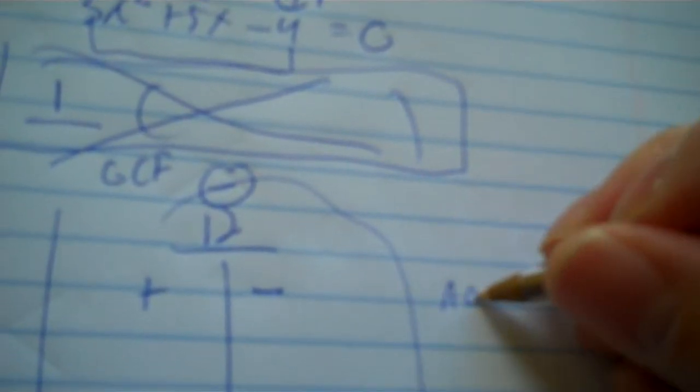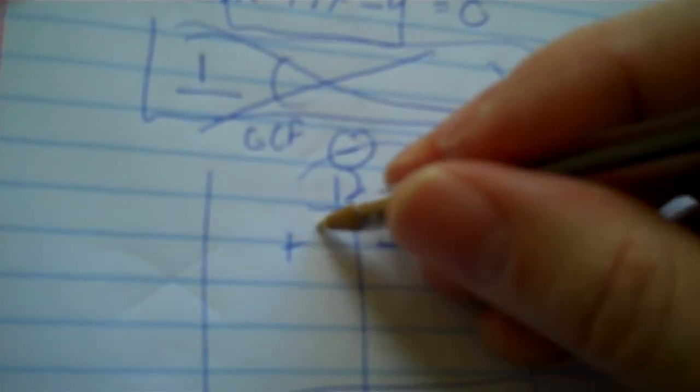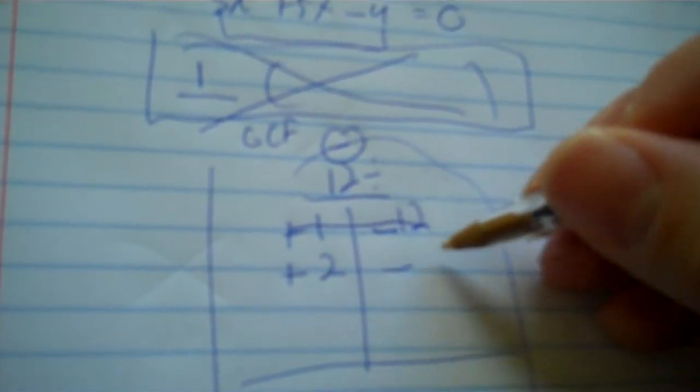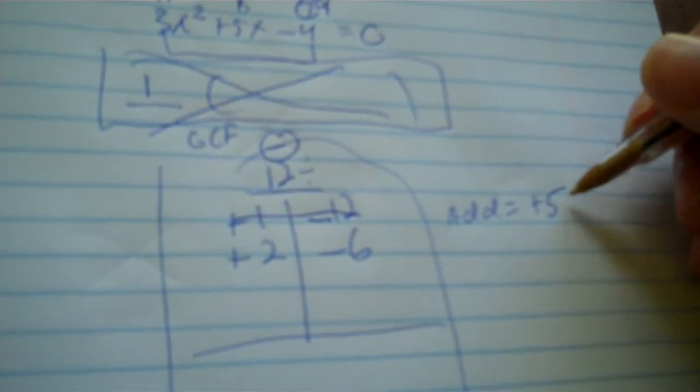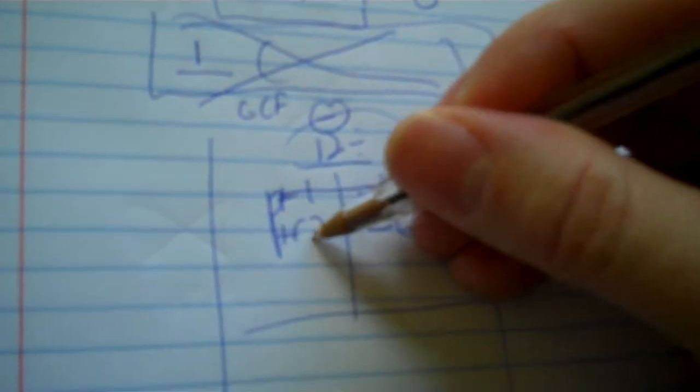3 times -4 is -12, so it's a positive times a negative. So we're adding to try to get to plus 5. 12 divided by 1 is 12. That's -11, so that won't work. Divide 12 by 2, you get 6. That's -4, so you're under the 5, so that means it's prime.